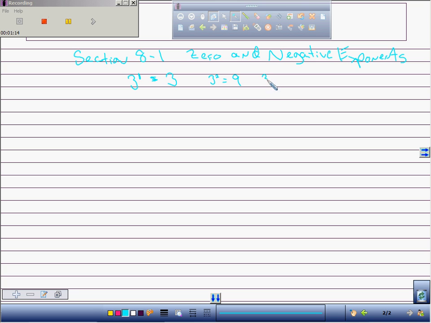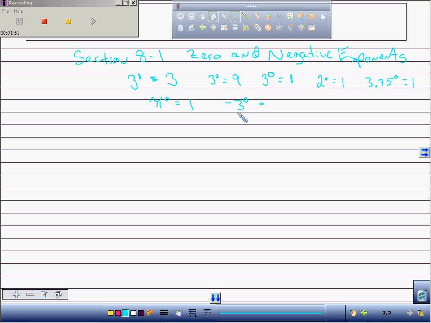But what does 3 to the 0 mean? It ends up being 1, okay? And anything raised to the 0 power is 1. So what do you think that 2 to the 0 power is? 1. What do you think that 3.758 raised to the 0 power is? 1, that's right. What do you think that pi raised to the 0 power is? 1. How about negative 3 raised to the 0 power?